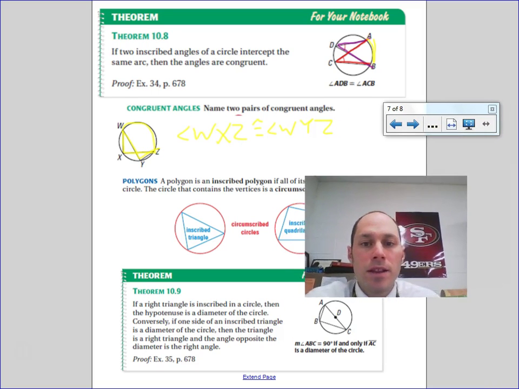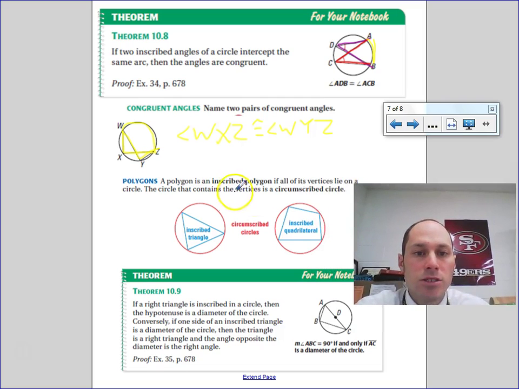Okay, and then the last thing we talked about was the polygons, the inscribed polygons. It's an inscribed polygon if all the vertices lie in the circle. A circle that contains the vertices is called a circumscribed circle, a circle drawn around the vertices of the figure. We talked about that when we found our perpendicular bisectors. In a triangle, we found the circumcenter.